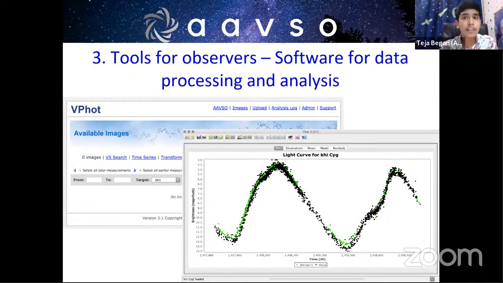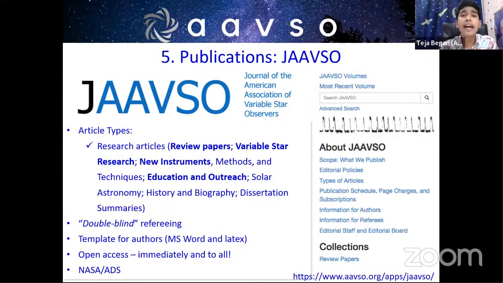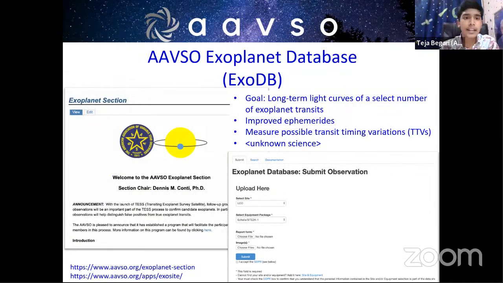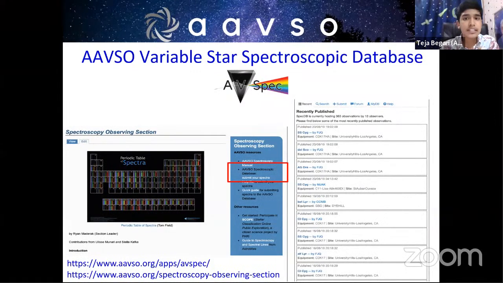And as I mentioned, you have different software. VPhot is one of them. You can make a light curve and send it to the AAVSO, and there is a lot of educational material. We also have a publication, the JAAVSO, the Journal of the American Association of Variable Star Observers. This is basically for young astronomers, who can learn much more from this journal. Recent news in astronomy is published there. We recently got the exoplanet database as well, and we also have a spectroscopic database. You can see a few of the recently published spectroscopic data.